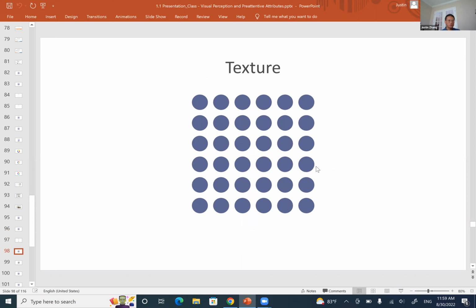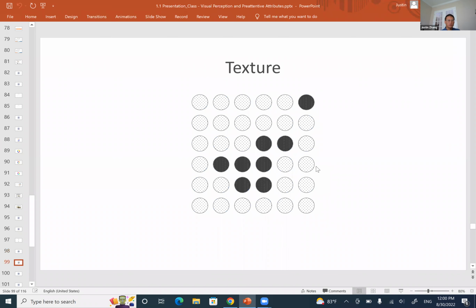So texture is also a very important pre-attentive attribute. It was commonly used to describe the differences when we want to display black and white figures. In some scholarly articles, when authors choose to print their articles in black and white, they have to use the texture, maybe patterns, to indicate the differences in their figures.